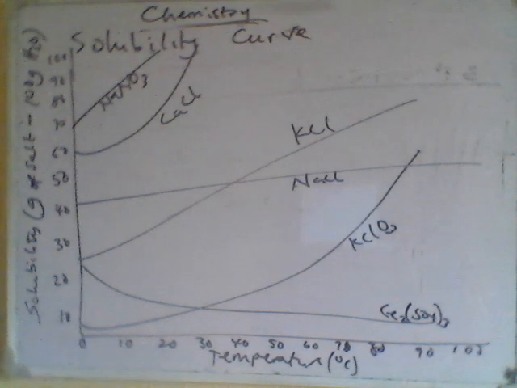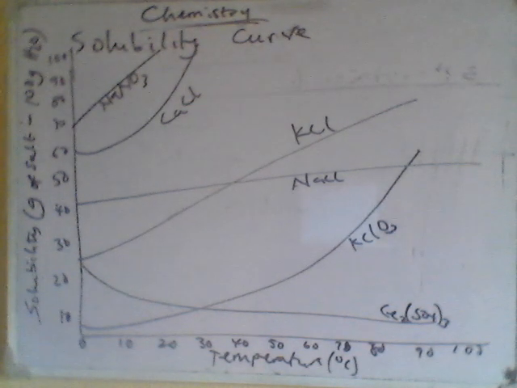So factors affecting solubility, I can say number one, temperature. For solids in liquids, solubility generally increases with temperature. So when the temperature increases, the solvent can accommodate more solute. For gases in liquid, solubility decreases with increasing temperature.